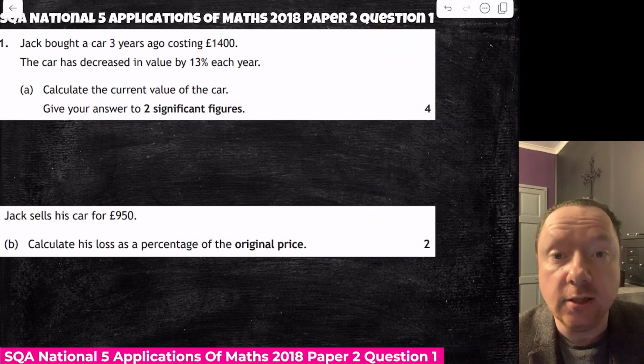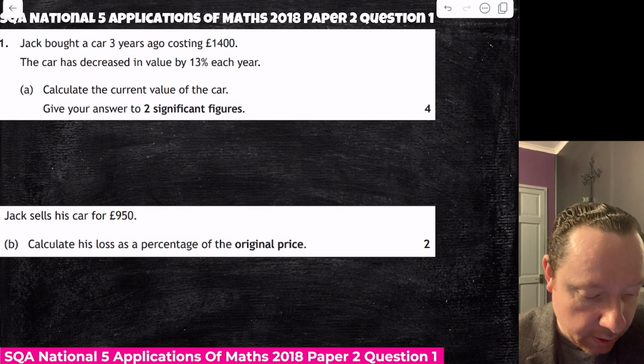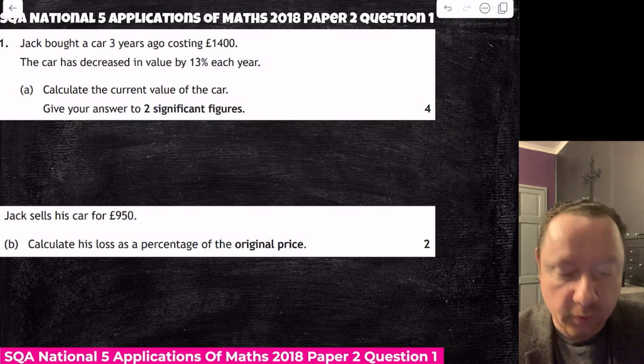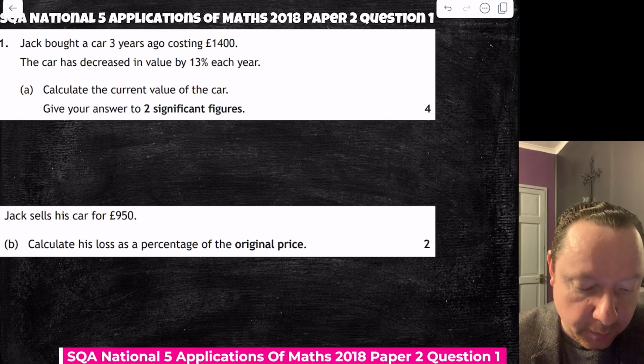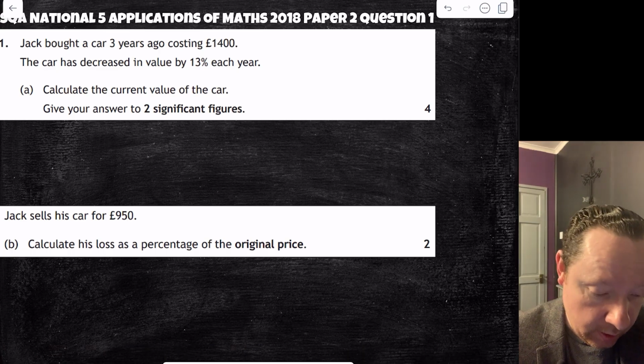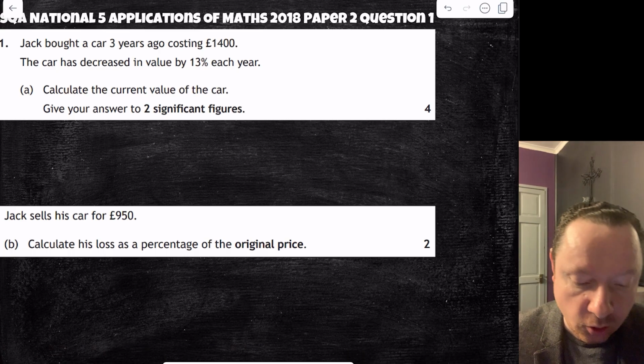SQA National 5 Application of Maths 2018, Paper 2, Question 1. Jack bought a car 3 years ago costing £1,400. It decreased in value by 13% each year. Calculate the current value of the car to two significant figures.